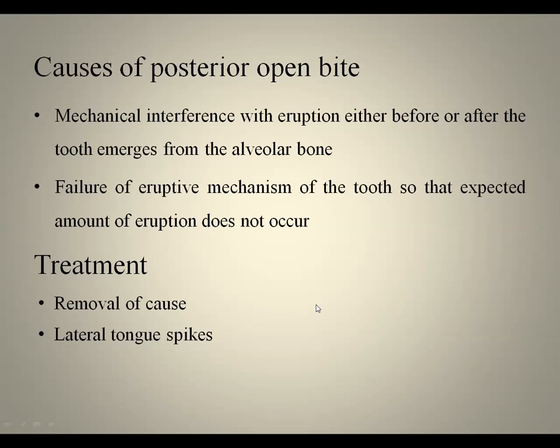either before or after the tooth emerges from the alveolar bone. Failure of eruptive mechanism of tooth so that expected amount of eruption does not occur. The treatment will be removal of cause and lateral tongue spikes in order to modify any lateral tongue thrusting habit if present.